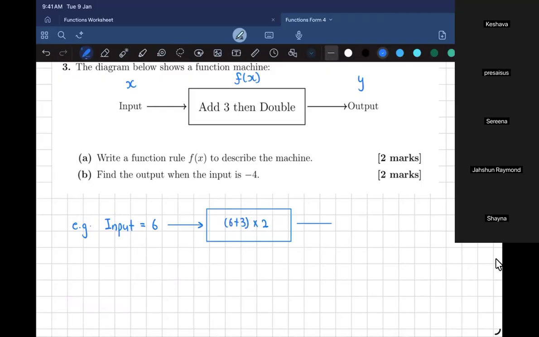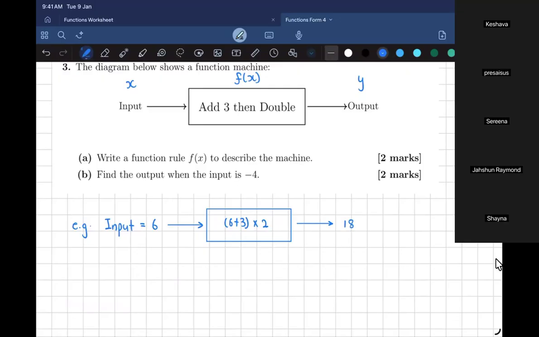So if we do this, we should get our output. So 6 plus 3 is what? 6 plus 3 is 9. And 9 times 2 is? 9 times 2 is 18. Right. So our output is 18. Let's look at what we did. We added 3, and then we doubled it. So we multiplied everything by 2.